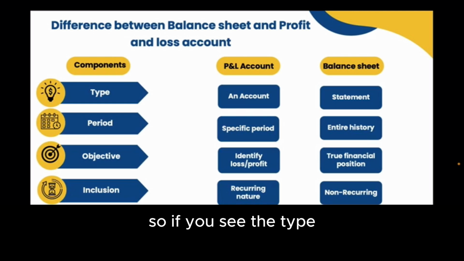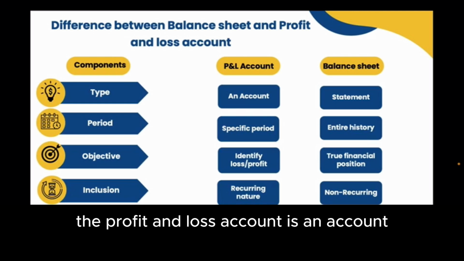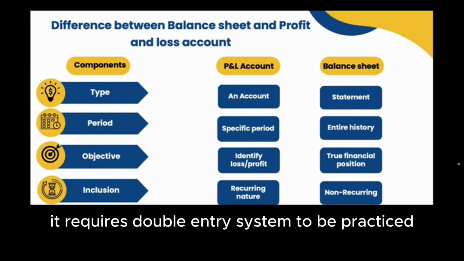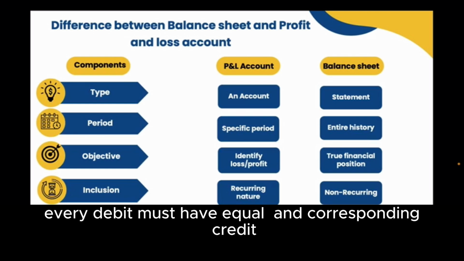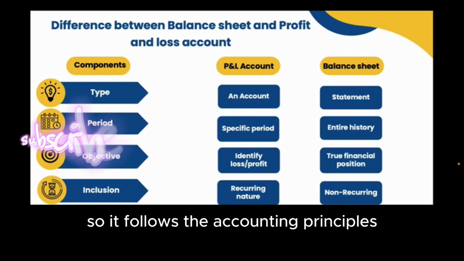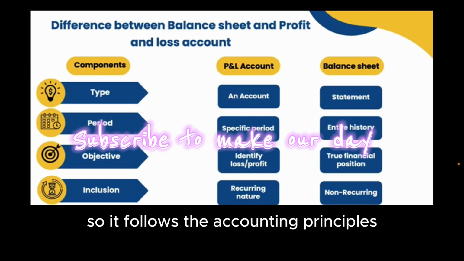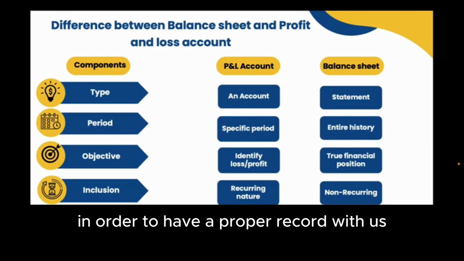If you see the type, the profit and loss account is an account. It requires the double entry system to be practiced, which says every debit must have an equal and corresponding credit. So it follows the accounting principles in order to have a proper record.